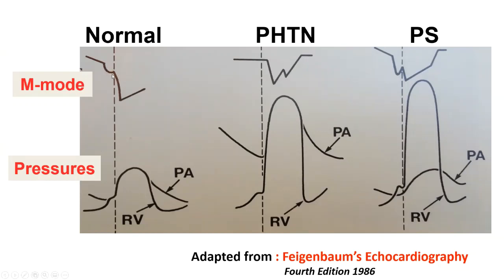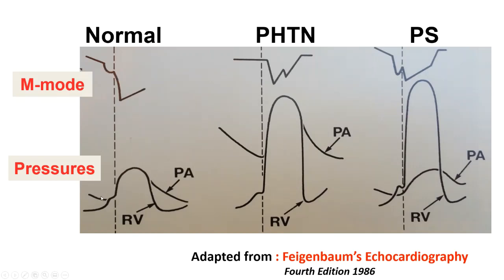I was also showing you the pulmonary valve envelope, and here's the key M-mode finding in pulmonary hypertension, and that is the so-called flying W sign. So the pulmonary valve envelope has this W characteristic to it, as well as the loss of this pre-systolic dip that one sees in the normal pulmonary valve envelope.